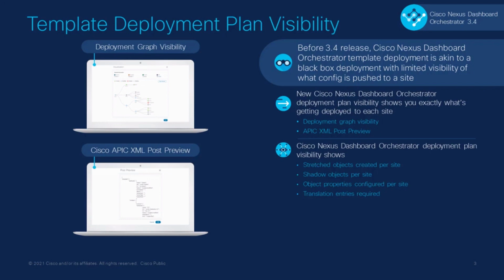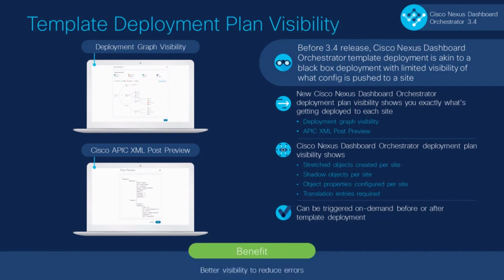And this is what I'm going to show you in this live demonstration. I'm going to make a change. I'm going to have an EPG consuming a contract provided by an EPG in a remote site, and I will show you how from 3.4 the orchestrator will provide the full visibility into the shadow object that will be created in the different sites as a result of that change.